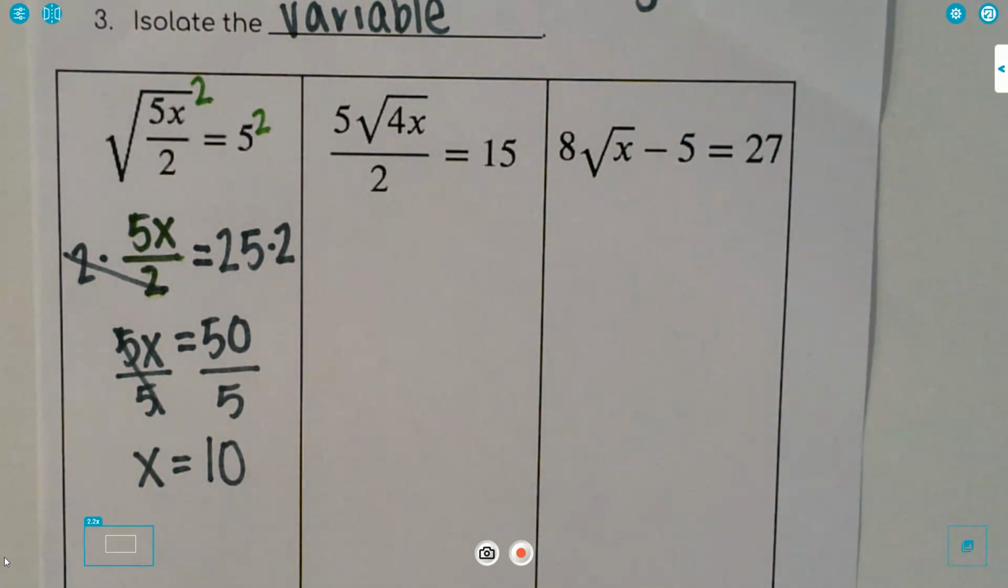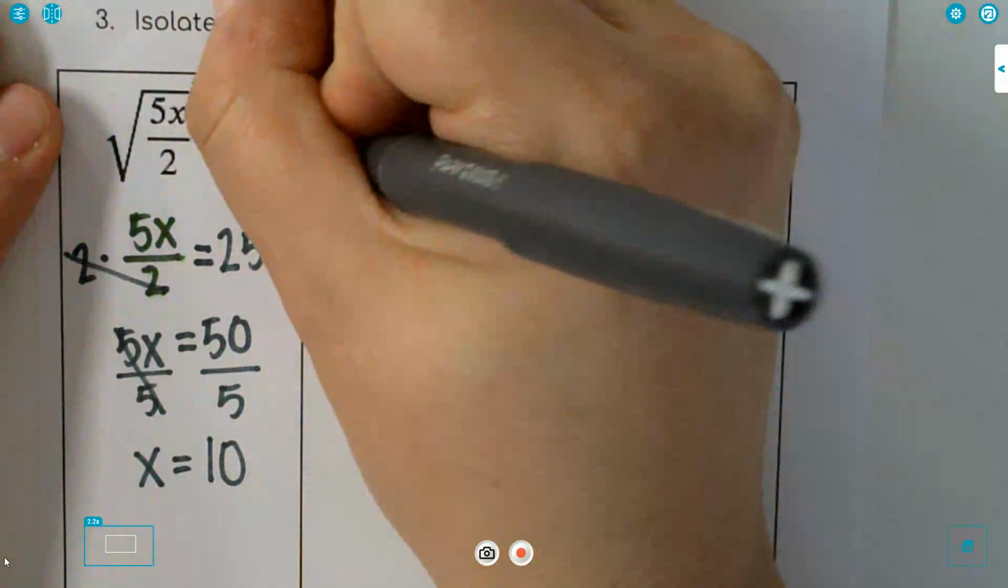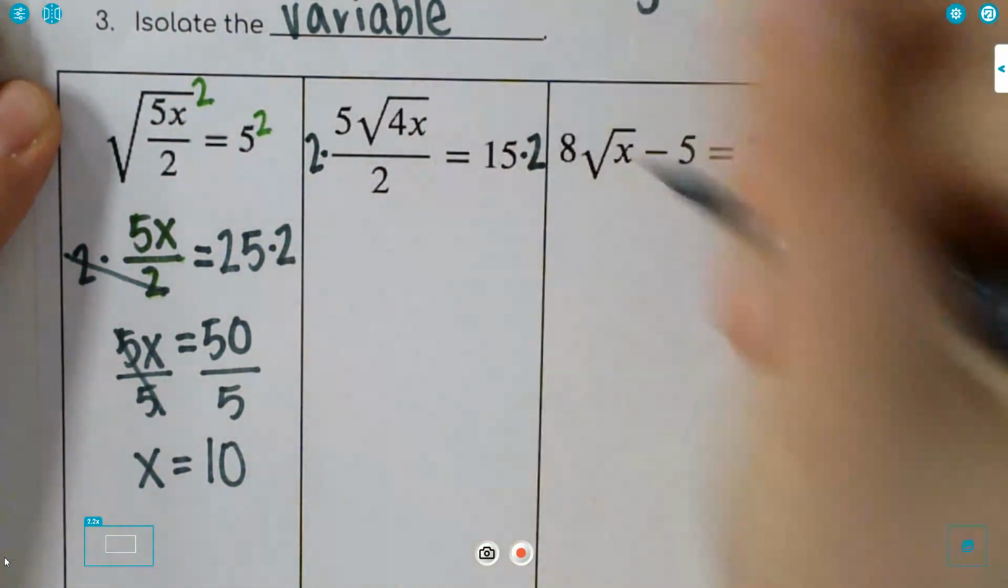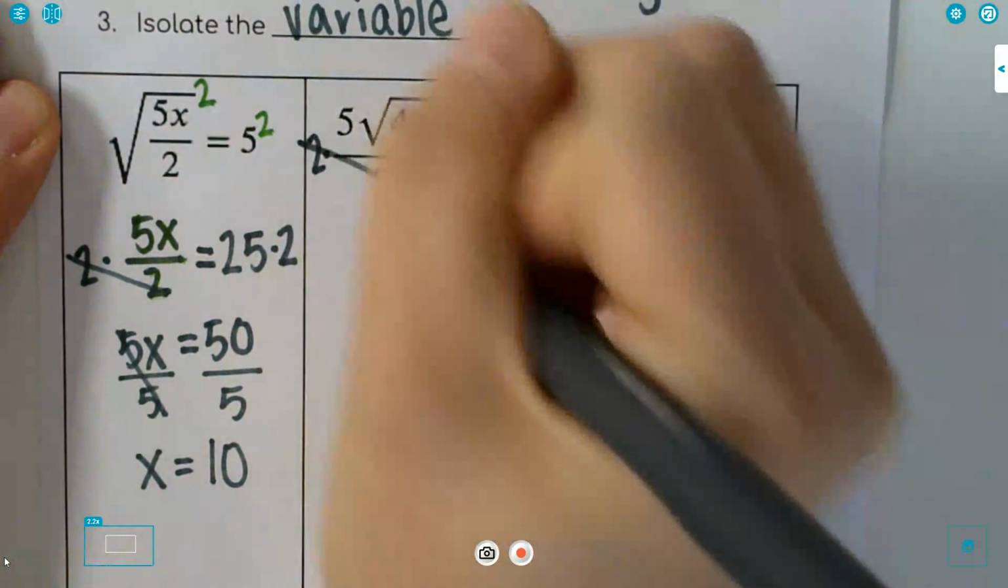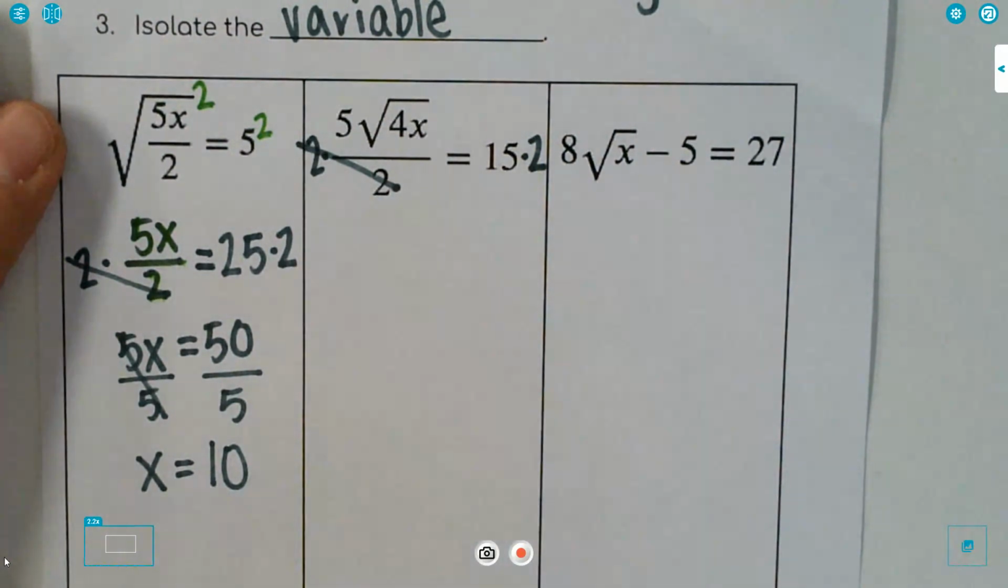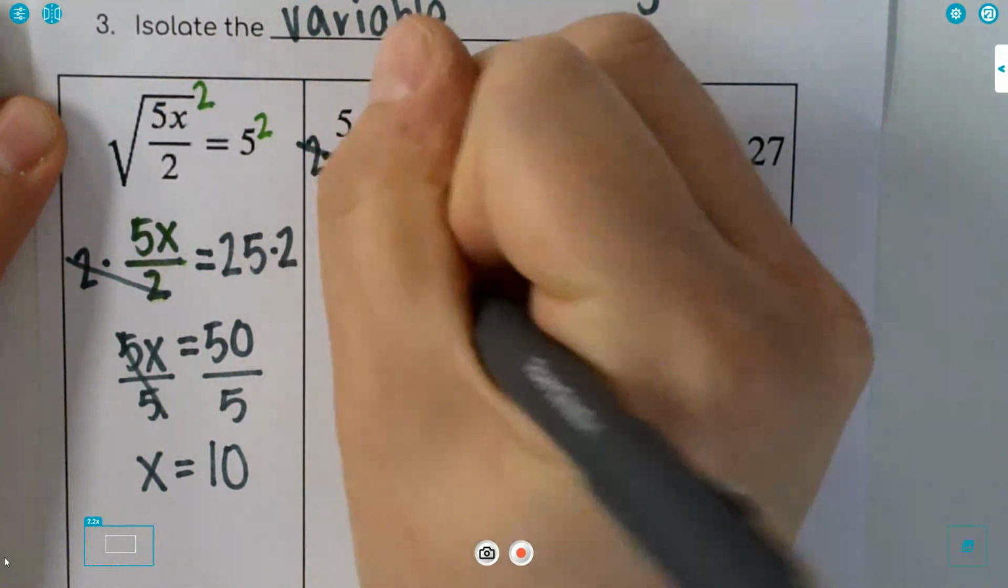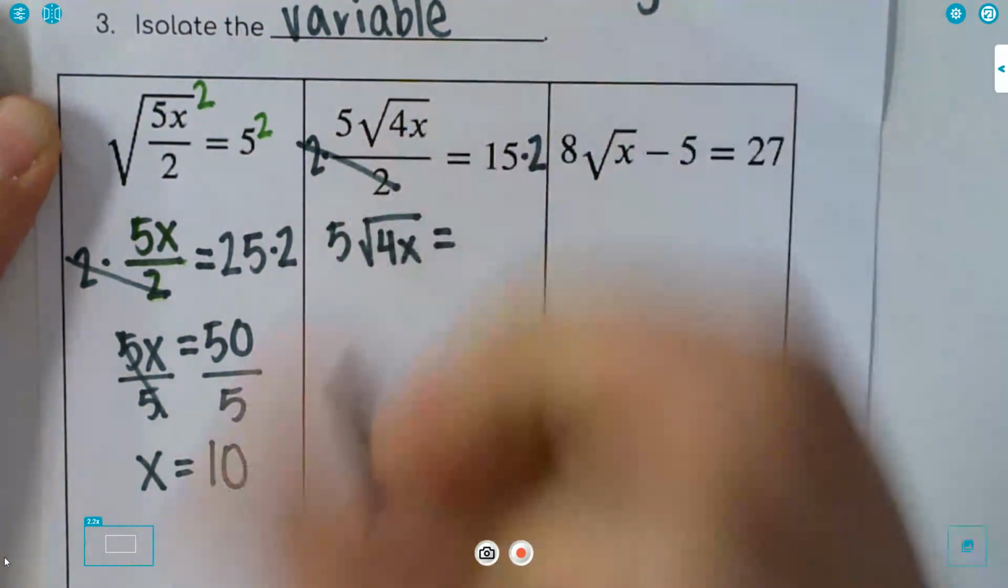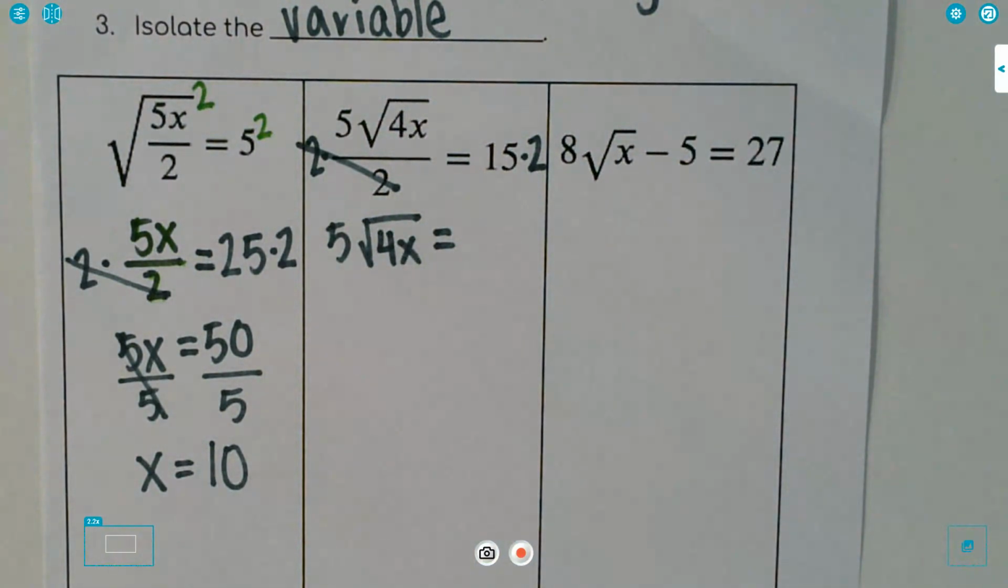So we're going to start by multiplying both sides by 2. Multiply by 2. Multiply by 2. 2 over 2 cancels out. So we got 5 times the square root of 4x equals 15 times 2 is 30. Yes, thank you.